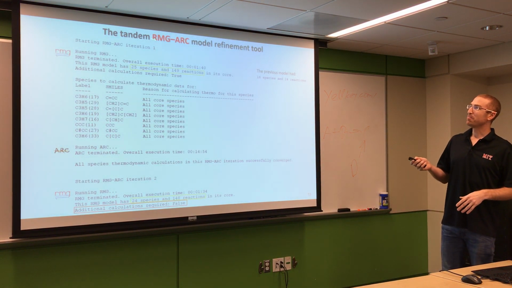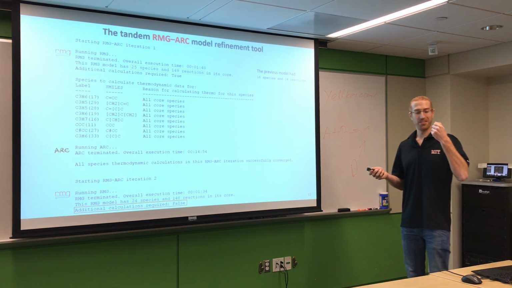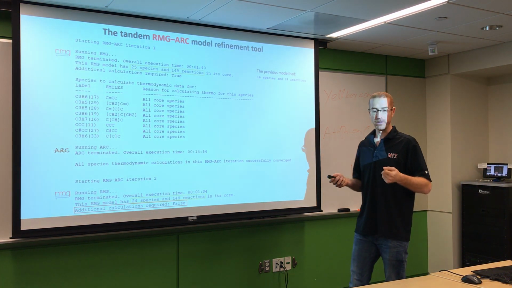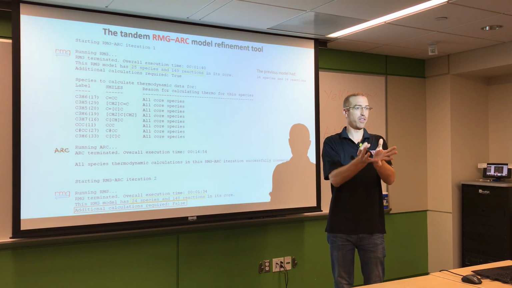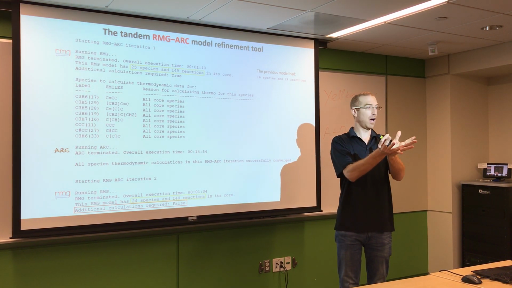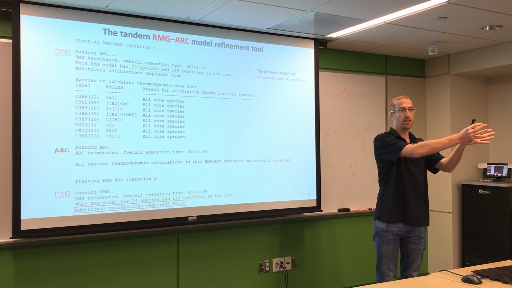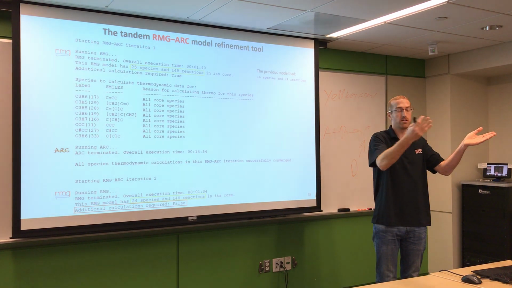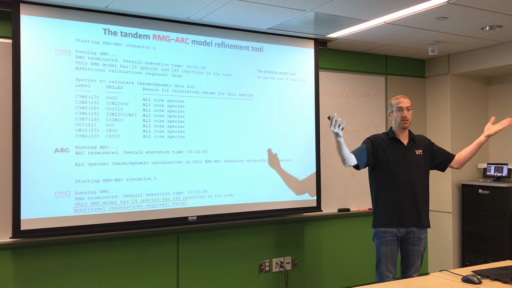So iteration number 1, let's run RMG again with the created thermal library. I didn't say that this tool will take ARC's output, the thermal library just outputted, and copy and paste it into RMG's database, and in the new iteration we'll just direct RMG to use that library. So now we have better thermal data in our library.